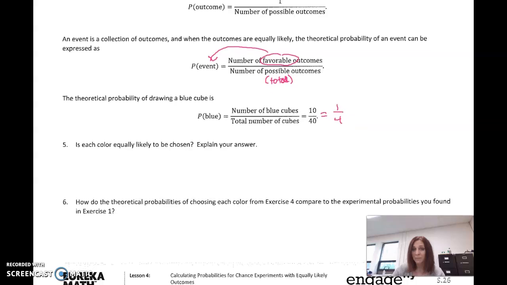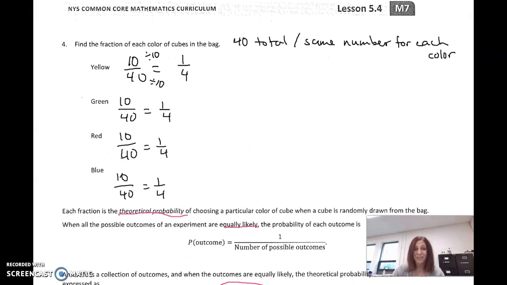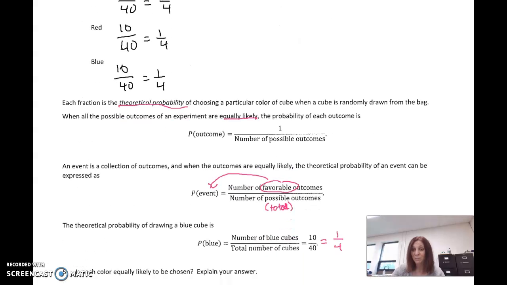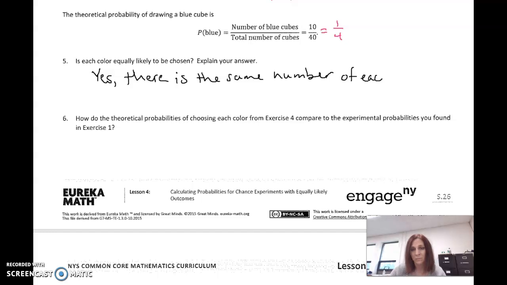Well, if you go up here, we had 40 total, and it was the same number. So were they all equally likely to be chosen? Yes. Okay. Each color, let's say that, there's the same number of each color. Okay, there's the same number of cubes for each color.